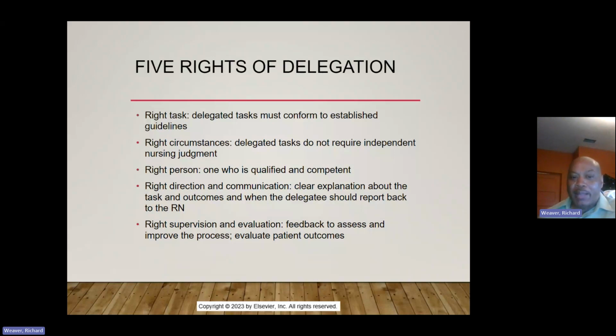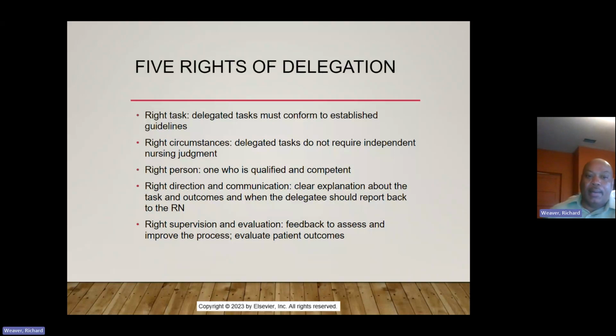The third one is the right person. Delegate to someone who has the appropriate knowledge and skills to perform the activity. And of course, we do train our APs. We do train them, and so we try to give them the appropriate knowledge and skills in order to perform the task assigned.